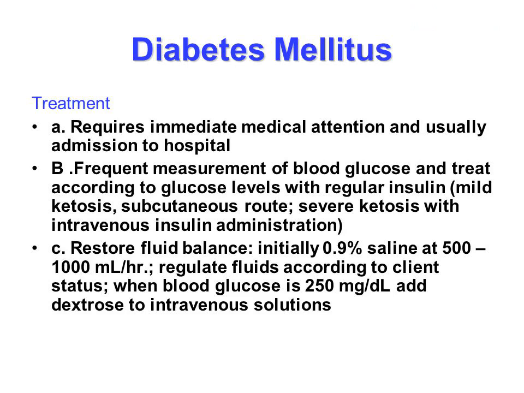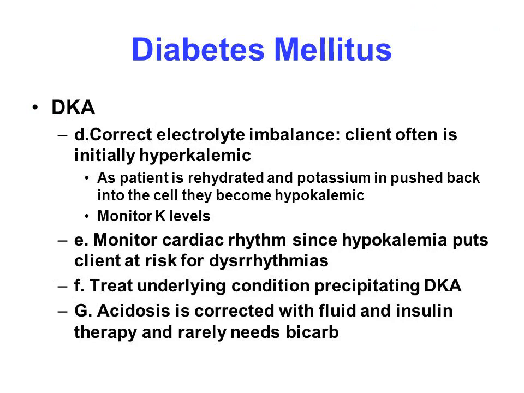Diabetes mellitus treatment. A. Requires immediate medical attention and usually admission to hospital. B. Frequent measurement of blood glucose and treat according to glucose levels with regular insulin: mild ketosis, subcutaneous route; severe ketosis with intravenous insulin administration. C. Restore fluid balance, initially 0.9% saline at 500 to 1000 ml per hour, regulate fluids according to client status. When blood glucose is 250 mg/dl, add dextrose to intravenous solutions.